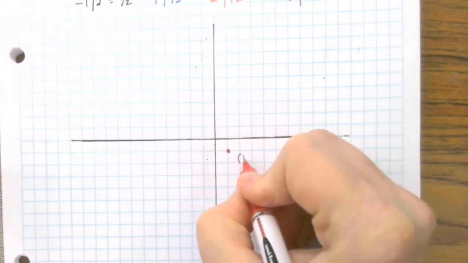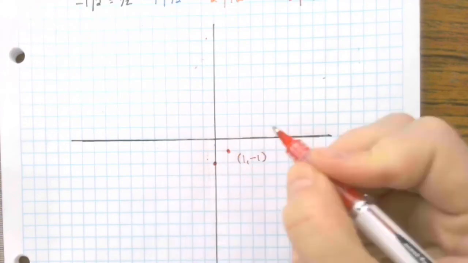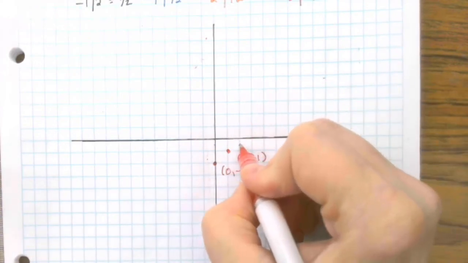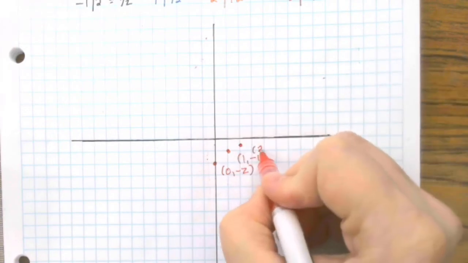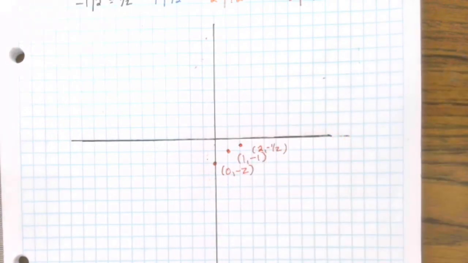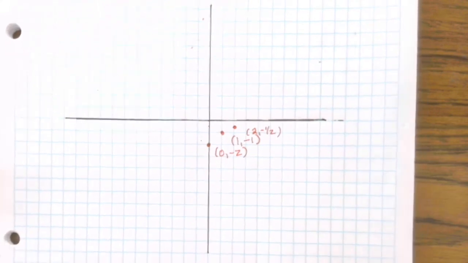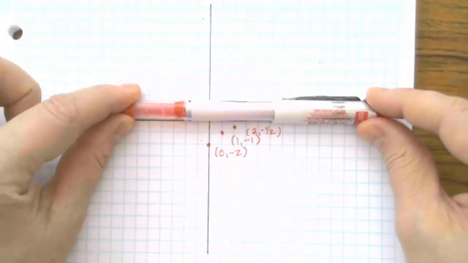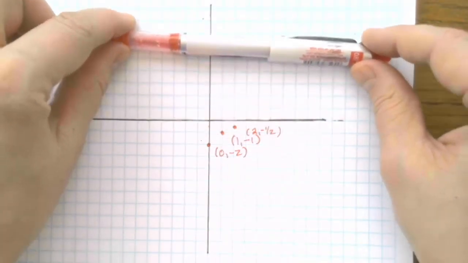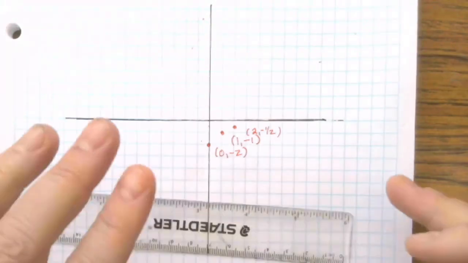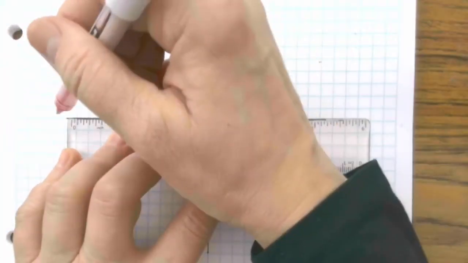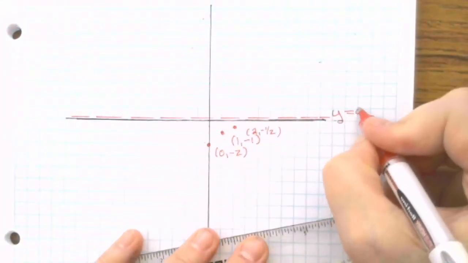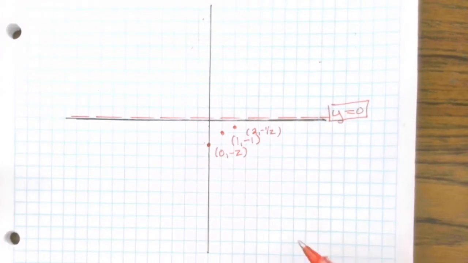1, negative 1, 0, negative 2, and 2, and negative 1/2. Now the question is the asymptote in the same place or has it moved? Well, here's your horizontal asymptote. It only moves if you vertically translate up or down. This hasn't been vertically translated. So the asymptote actually is in the exact same spot as normal. Y equals 0. That hasn't changed.